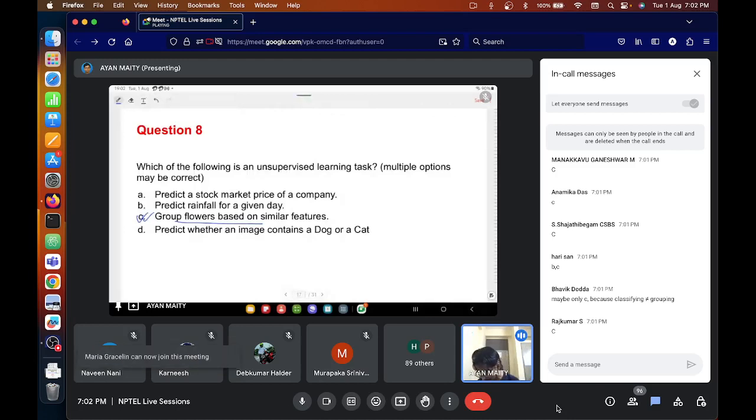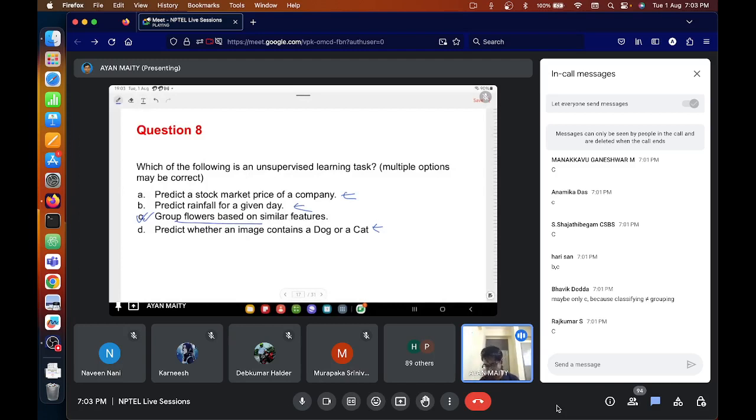On the other hand, A, B and D are all supervised learning tasks, because you are predicting stock market price. You have to know the target variable values in the training data, so you need the continuous target variable, in this case stock market price. That target variable you would need. Option B is predicting rainfall, so you need the rainfall values, which is the target variable in this case.